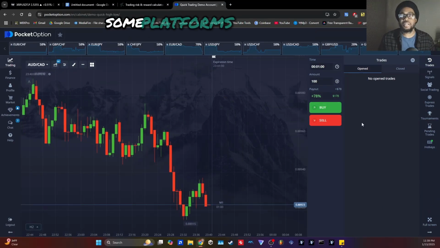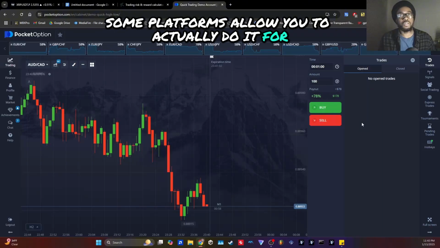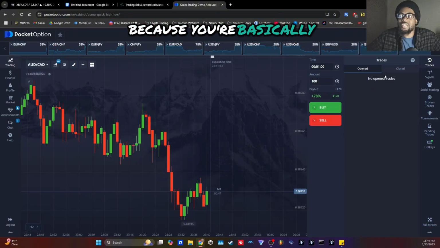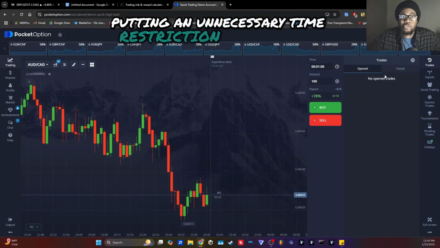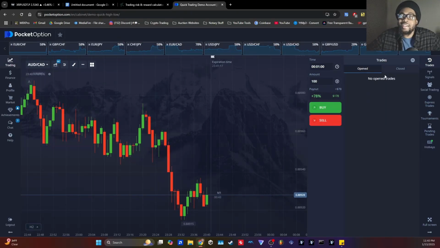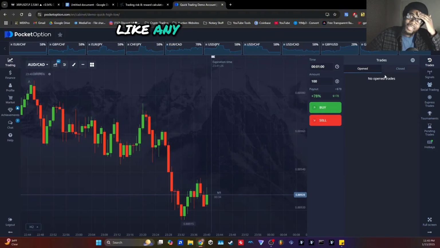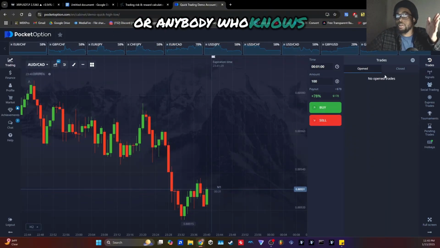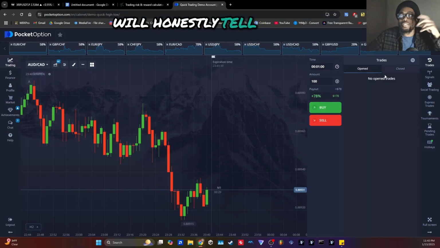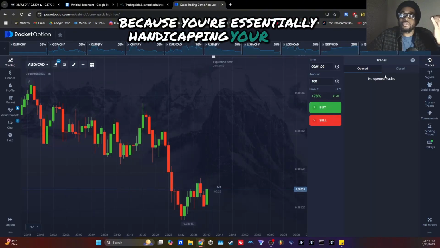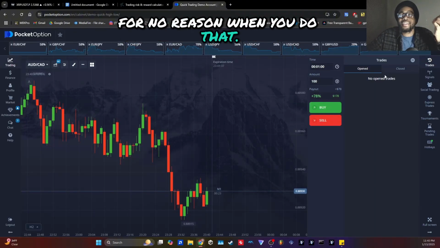I think some platforms allow you to actually do it for longer than that. But this is the second problem, because you're basically putting an unnecessary time restriction on the trade. And it's actually pretty crazy. Honestly, any experienced trader, or anybody who knows anything about trading, will tell you that this is pretty mediocre, because you're essentially handicapping your trade for no reason when you do that.